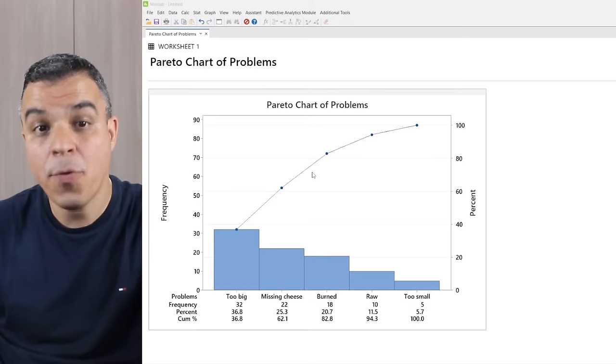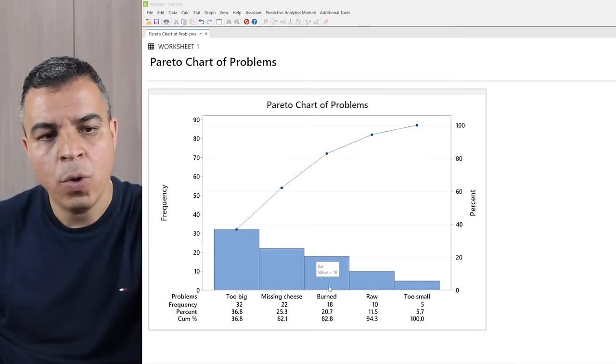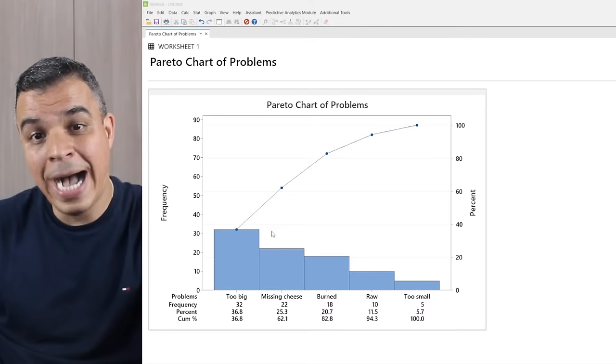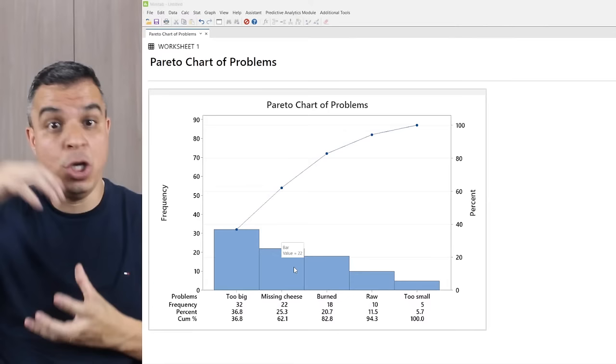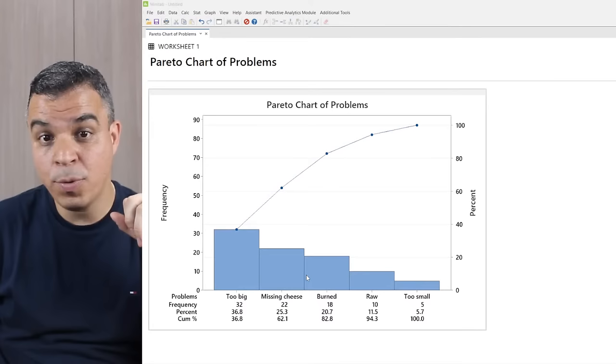80% of the problems tend to be concentrated in a very, very small portion of the items. So how many items do I have here? I have five items, five different types of problems. Out of these five items, 80%, that's a huge proportion, is concentrated in only three of them. So three out of five, 60%.